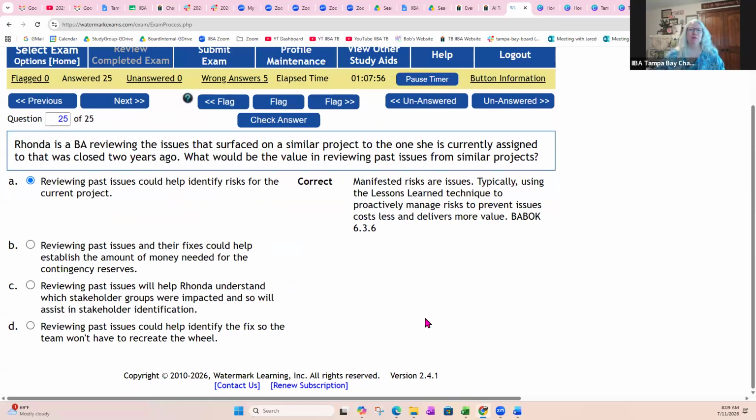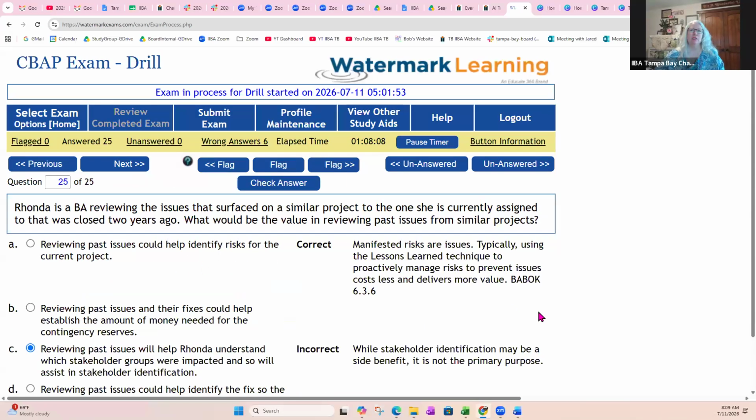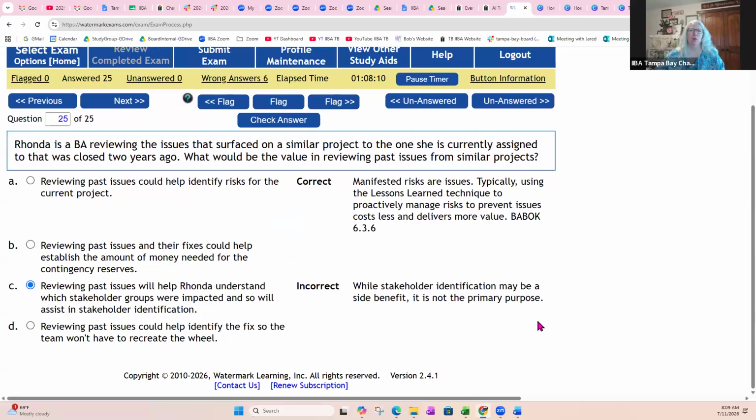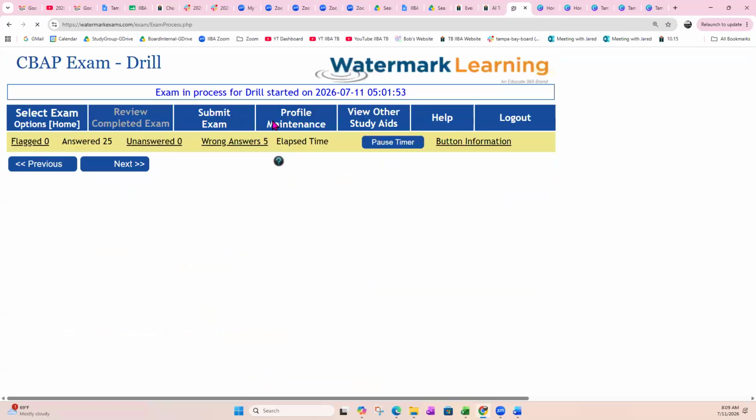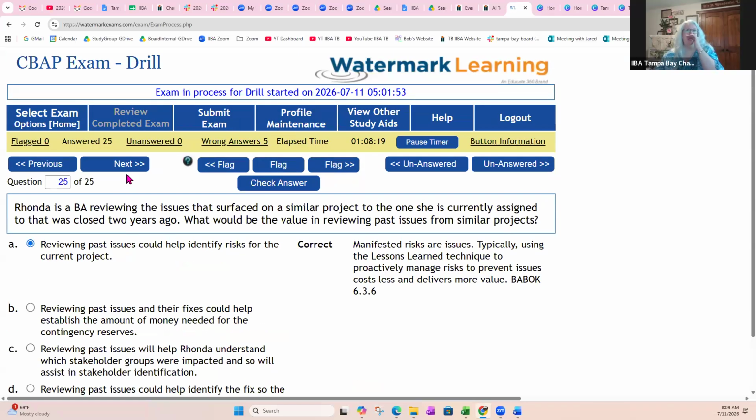Manifested risks, which are things that have happened, are issues. Typically, using the lessons learned technique to proactively manage risk to prevent issues costs less and delivers more value. Let's see why it says C is not the best answer. While it may be a side benefit, it's not the primary purpose. Okay. But it is a benefit, I agree.